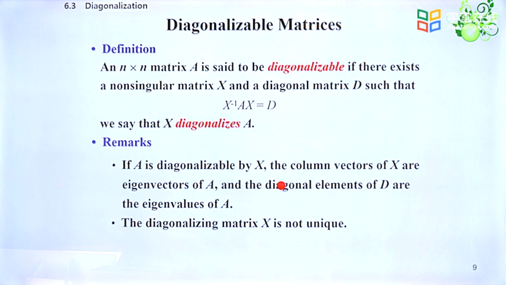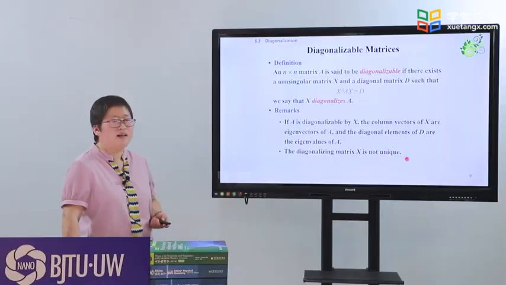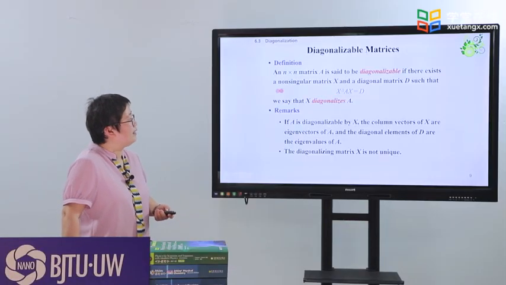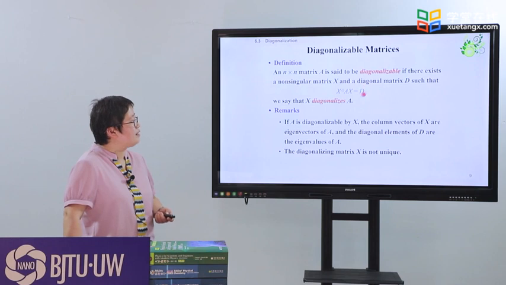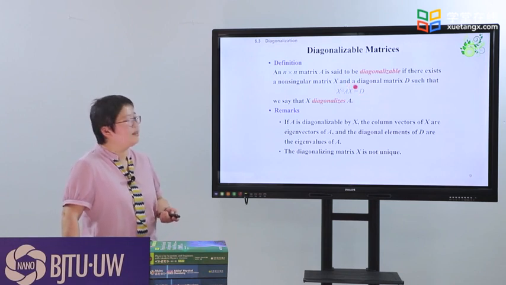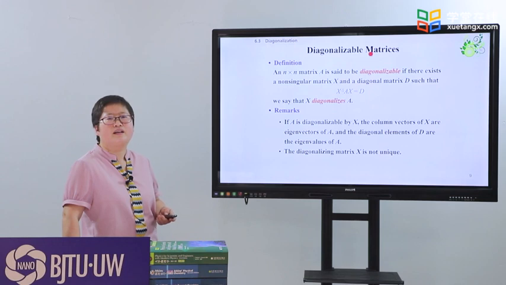We have two remarks. First, if A is diagonalizable by X, the column vectors of X are eigenvectors of A, in fact, and the diagonal elements of D are the eigenvalues of A. The diagonalizing matrix X is not unique. You can find many different X. However, this D, if you consider, for example, the eigenvalues in ascending or descending order, is unique.